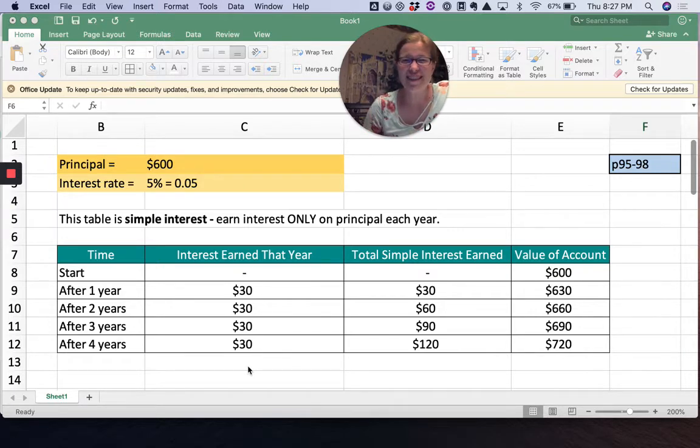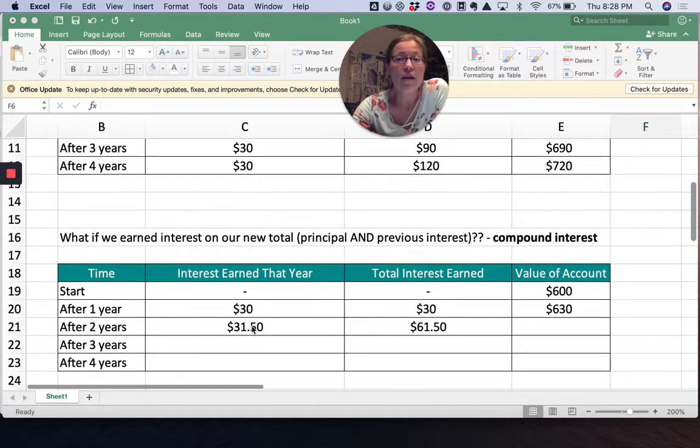Interest earned that year is not on your table, but I've put it on there just to point out that this is the example that we've used before in section 2.3. When we use this same principle, $600, the same interest rate, 5%, every year we're still making $30. Year 1 we make $30, year 4 we make $30, because every year we earn interest off of the principal. It doesn't matter that our account after year 3 has $690 in it instead of $600, we're still only earning interest off the principal.